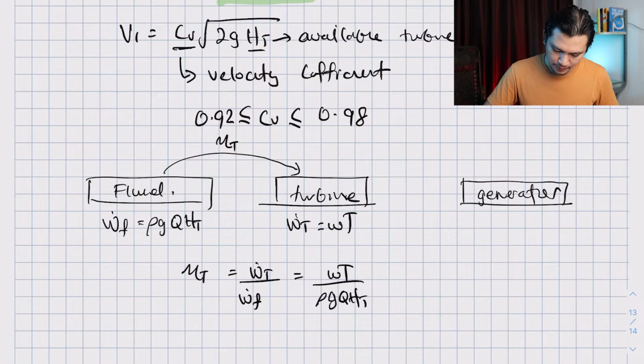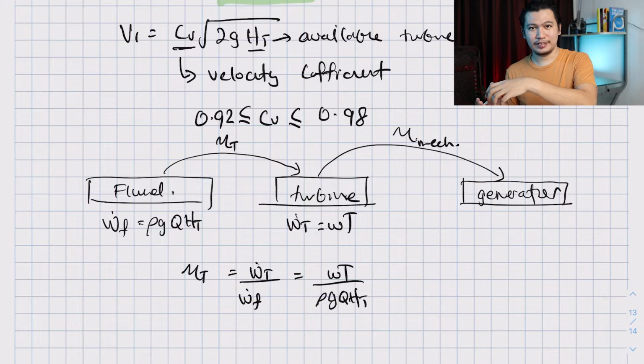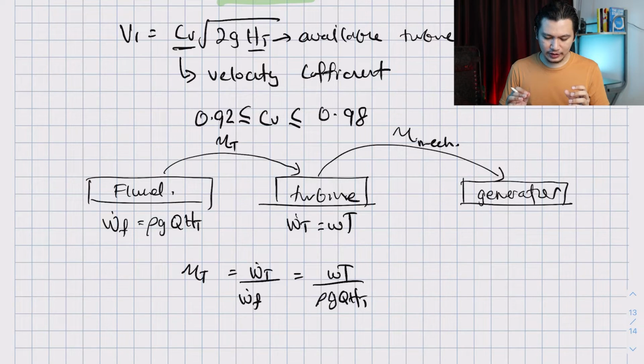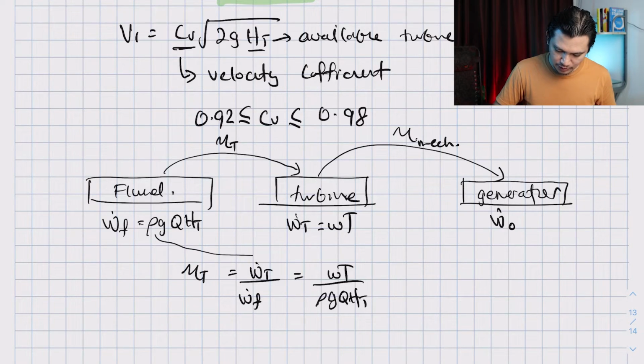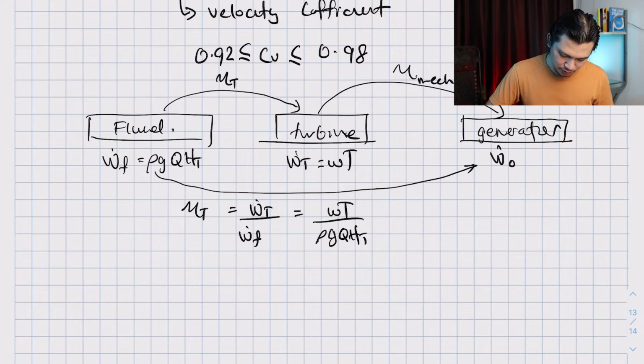Then there is another efficiency here that is called the mechanical efficiency. The turbine must be on a shaft, and this shaft must have bearings in order to hold it in place. Because of that, it will have friction, and that will reduce the power from the turbine to the generator. This efficiency is called the mechanical efficiency. And let's say for the generator, we're going to use W dot O, output power. The total efficiency between the fluid and the generator is called the overall efficiency.